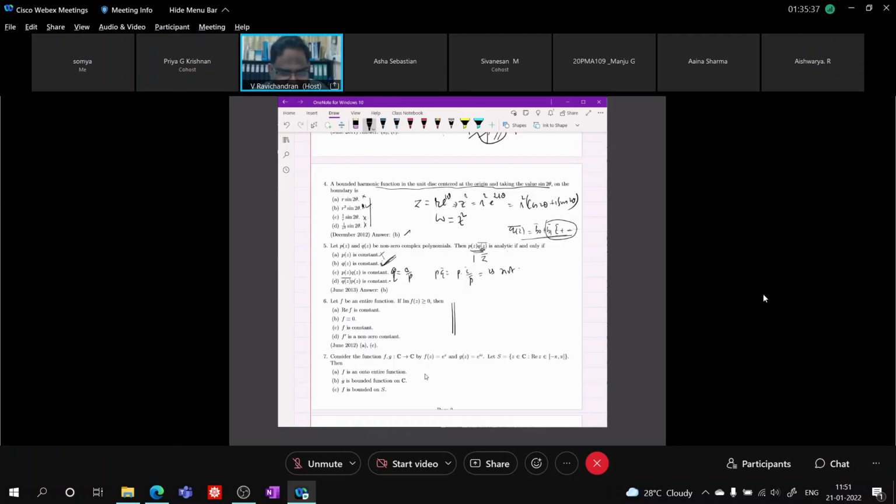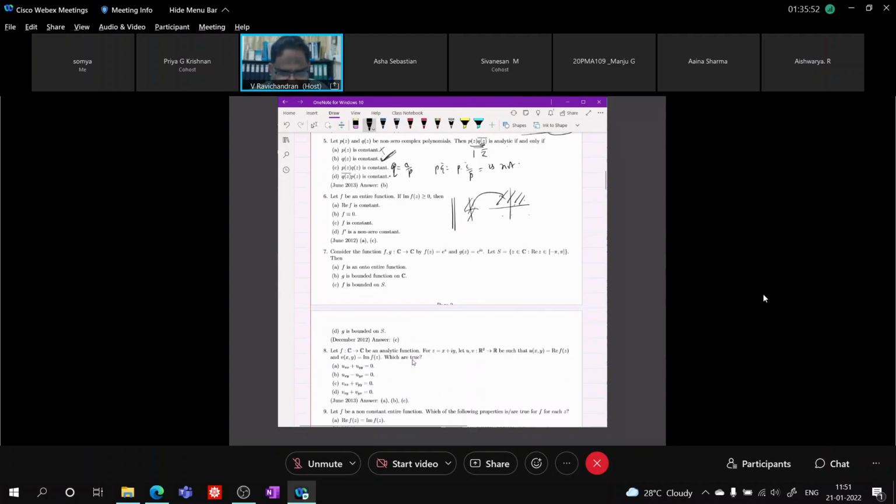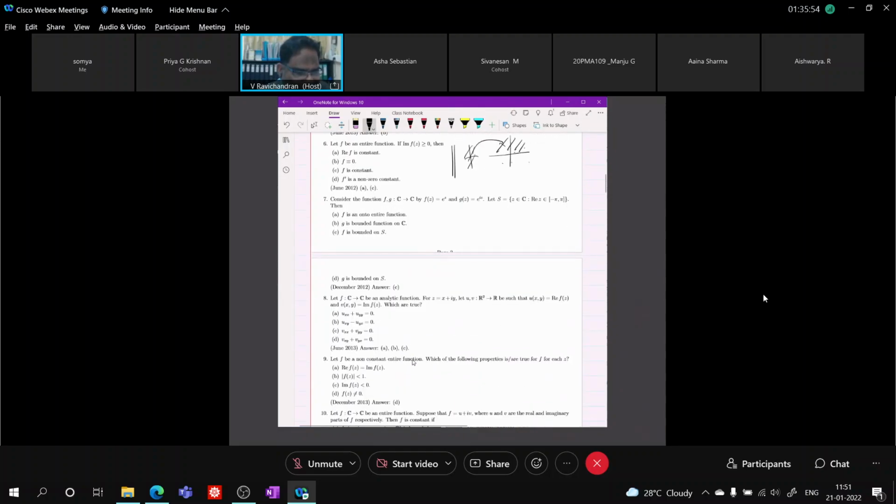This one I am not going to discuss, because it will come again from the Picard theorem, because the mapping is entire and it maps to the upper half plane, and therefore you can use the Picard theorem. And therefore this can be easily discussed. And here is a question that talks about the boundedness: f is an entire function, f is bounded on S, g is bounded on S. So there are two functions given, and then they are talking about boundedness of f and g.